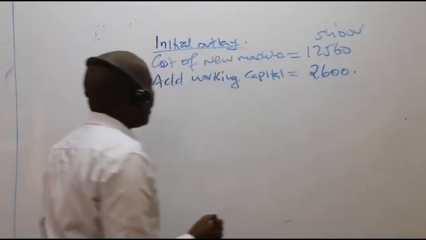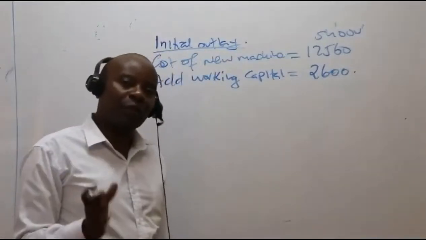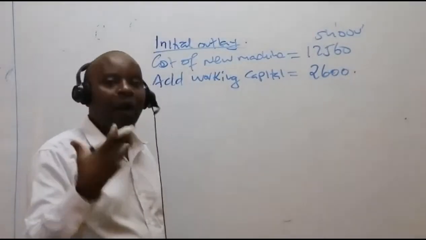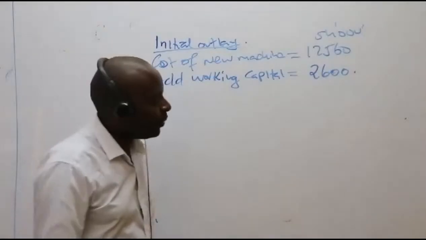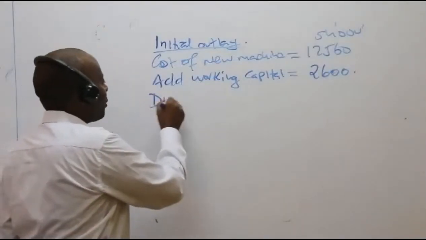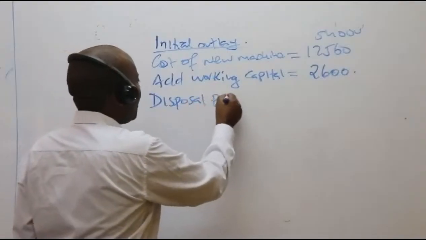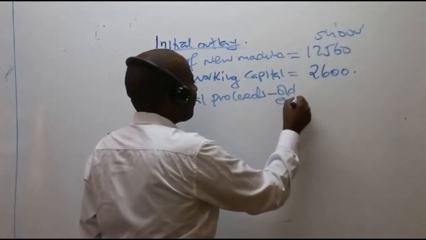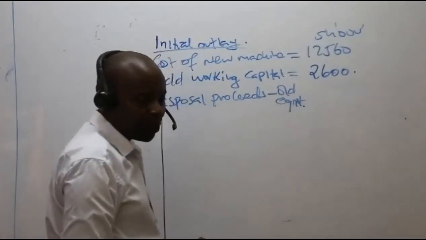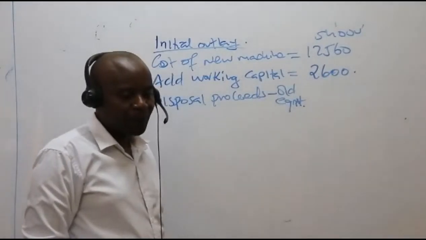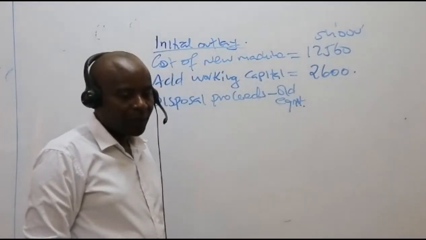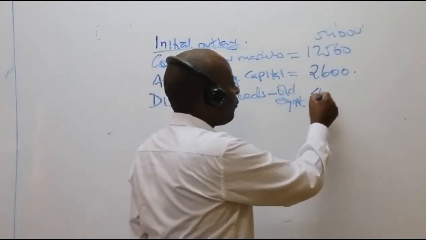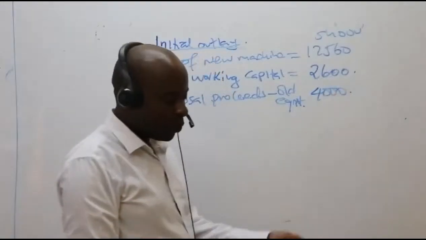Now, ladies and gentlemen, remember initially, should we decide to replace this machine today, we are going to get some relief. We're going to get some money out of selling our old equipment. So in this case, come and give us disposal proceeds. Old equipment. Is there anybody who is able to see this disposal proceeds of the old equipment? Old equipment disposal proceeds is 4,000. Okay, let me stop recording a little bit.